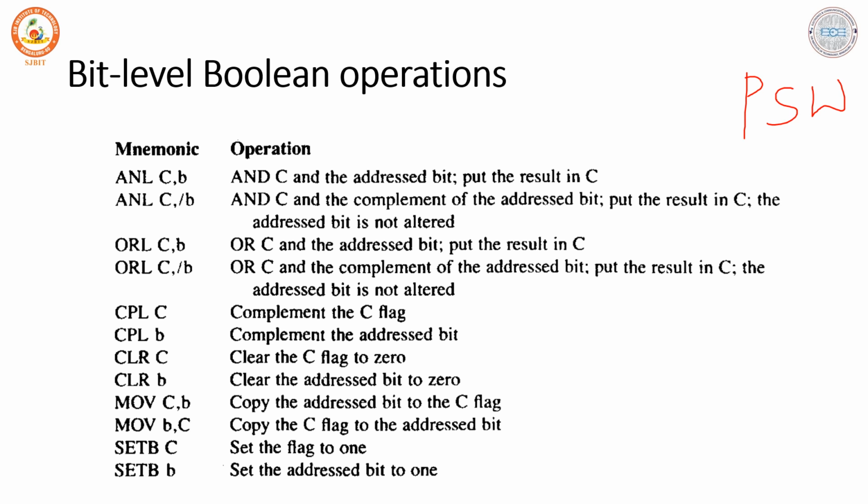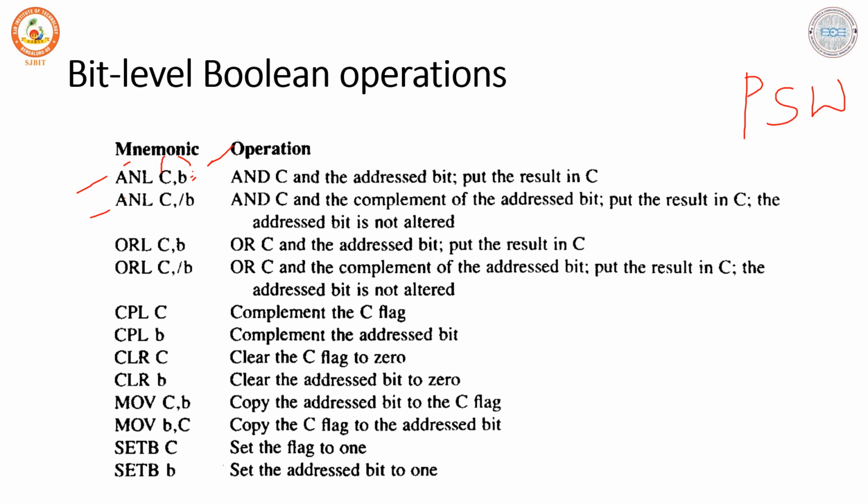Similarly, whenever we are performing arithmetic operations, the carry flag is checked for overflow from byte operations. In that case we can make use of this kind of bit level Boolean operations. Now, some of the bit level Boolean operations are shown here. ANL C, B: we are ANDing the content of C with the addressed bit, where B is the addressed bit, and dropping the result in the destination C.